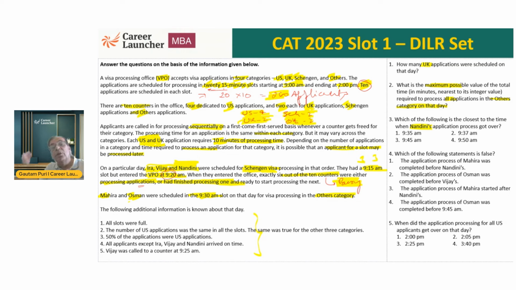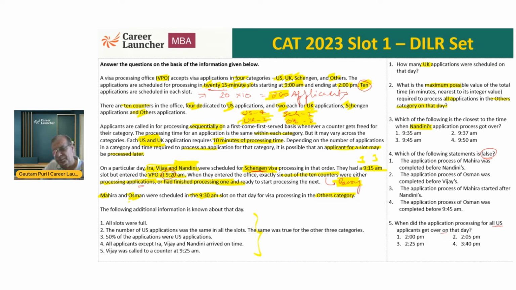So what is it telling you? Nandini is for Schengen visa. And look at the answer, it has definite values. That means if I can find the time at which Nandini's visa process will get over, I should be able to find the time per application for Schengen visa. Okay. Which of these statements is false? I'll come to this later. And the last one, when did the application processing of all US applicants get over on that day?